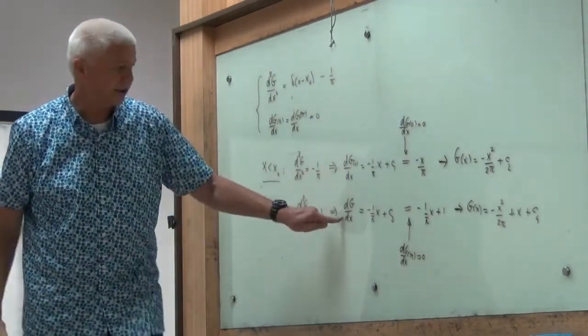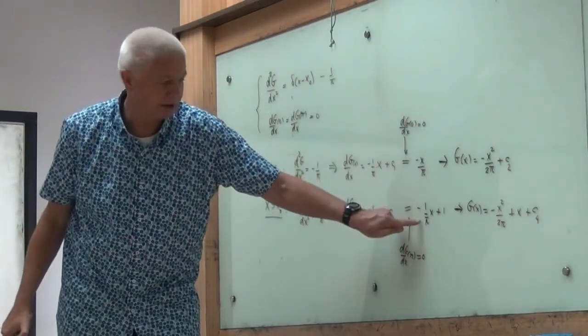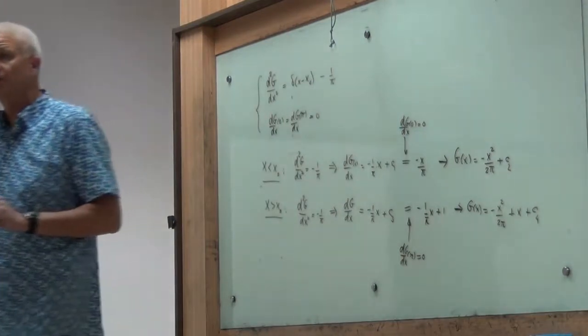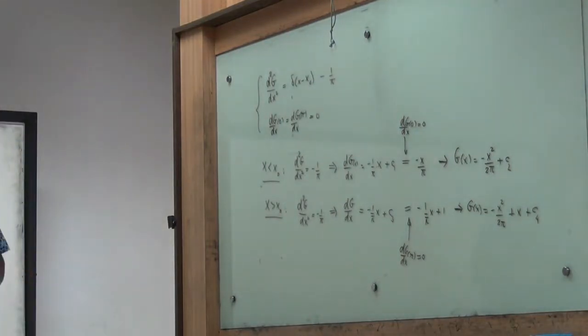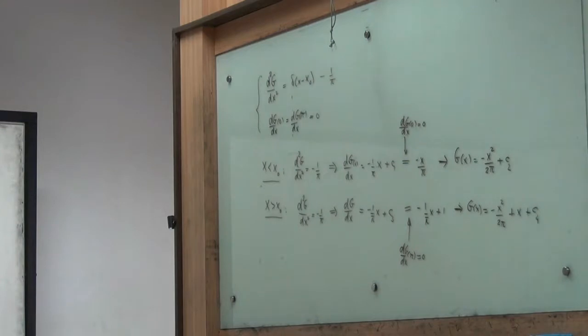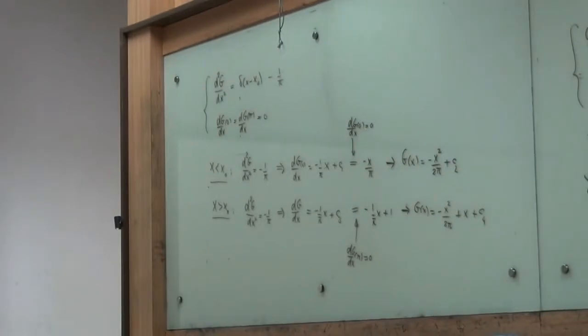Well, let's have a look. dg/dx is minus x over pi plus 1. I have already satisfied the condition that there is a jump in my derivative. Yeah, you agree? You see, plus 1 difference. So that's automatically satisfied. So that means also that I will get only one condition and two free variables, c2 and c4. So I will never determine my g uniquely.